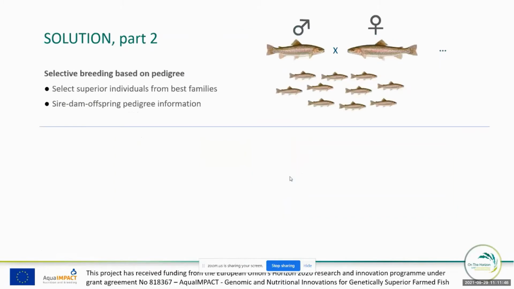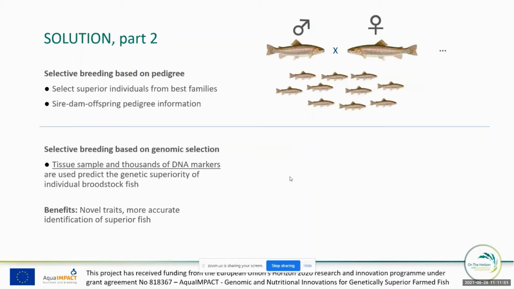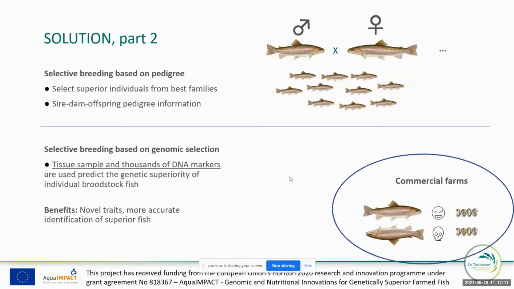A newer way to do selective breeding is called genomic selection. In genomic selection, we can take a tissue sample from individuals, and we genotype the fish with thousands of DNA markers, and using this DNA profile, we can predict the superiority of the individual broodstock fish. When we apply this to disease resistance, we can, for example, have a commercial farm with a large school of fish, and when they are attacked by a disease, then we will have fish which survive the disease and fish that die due to the disease.